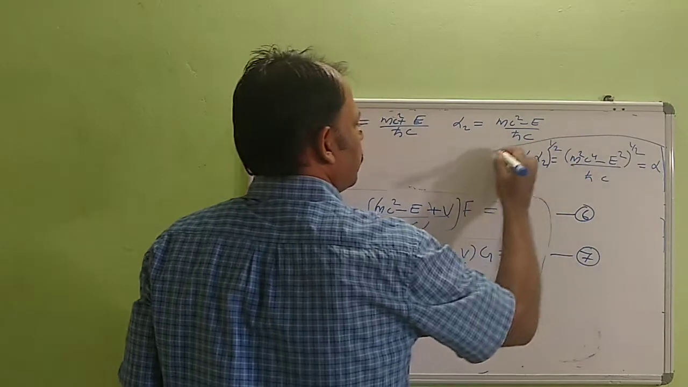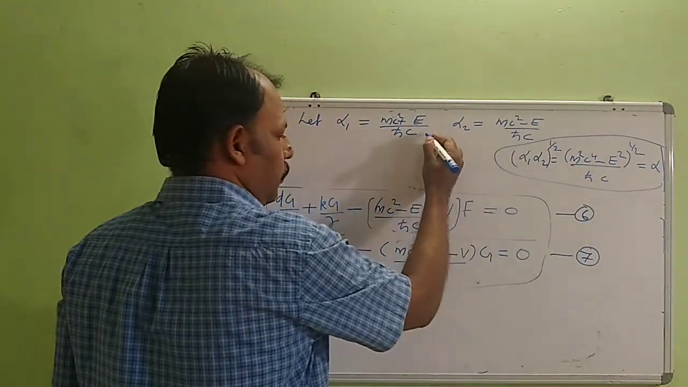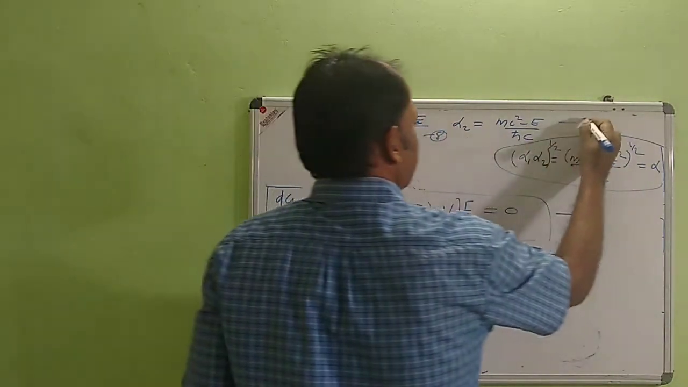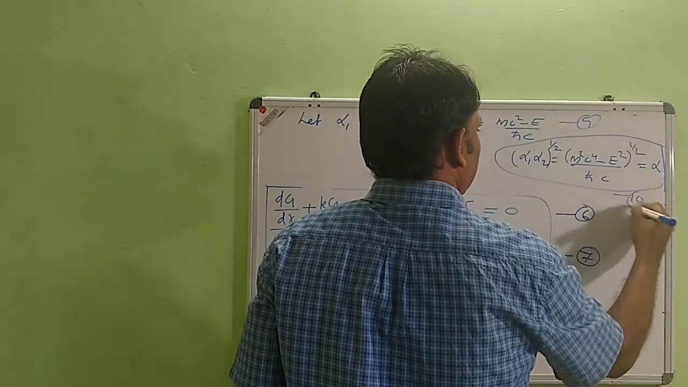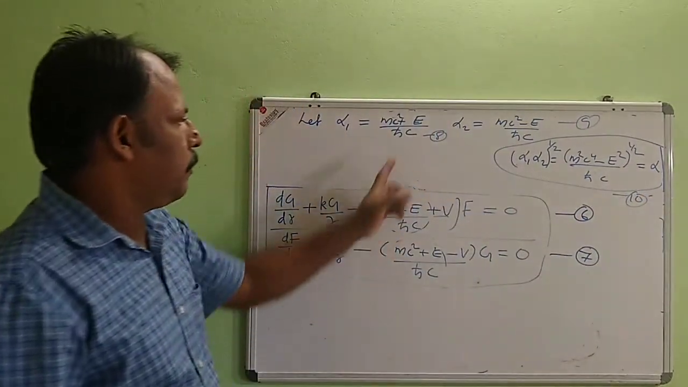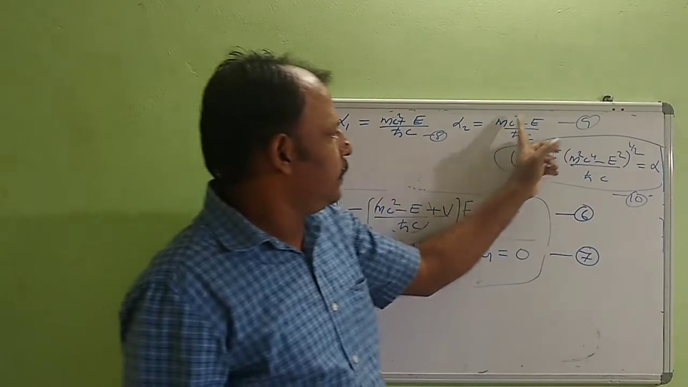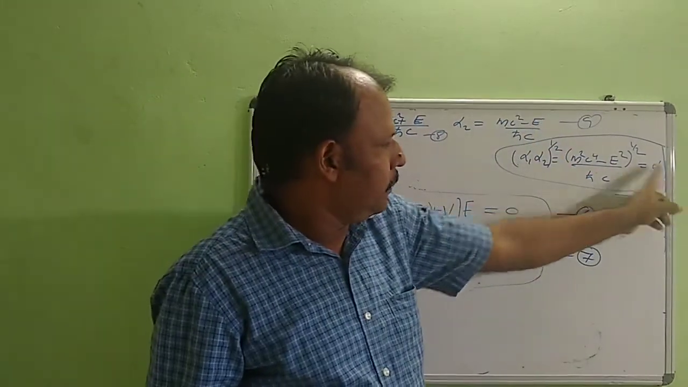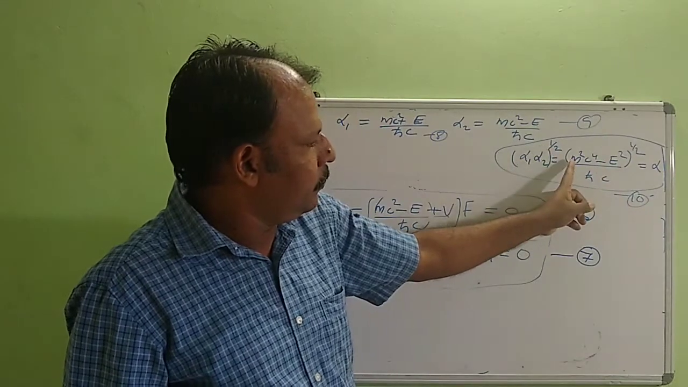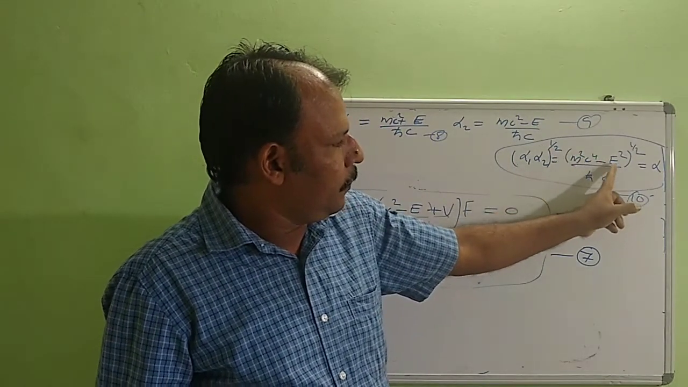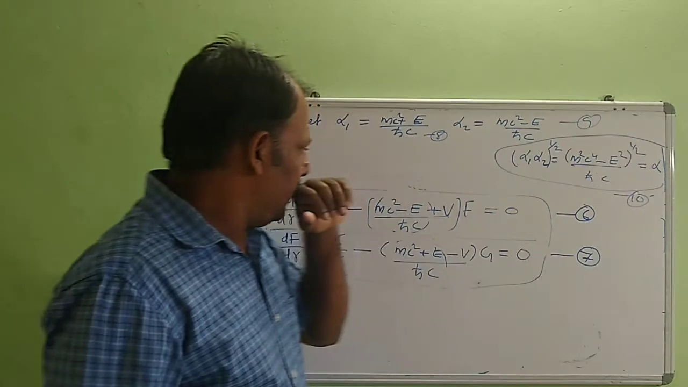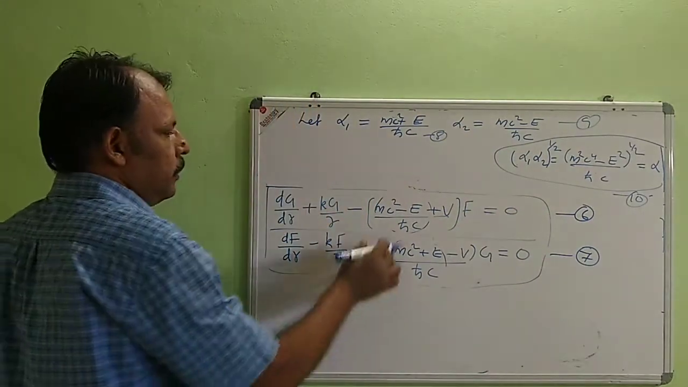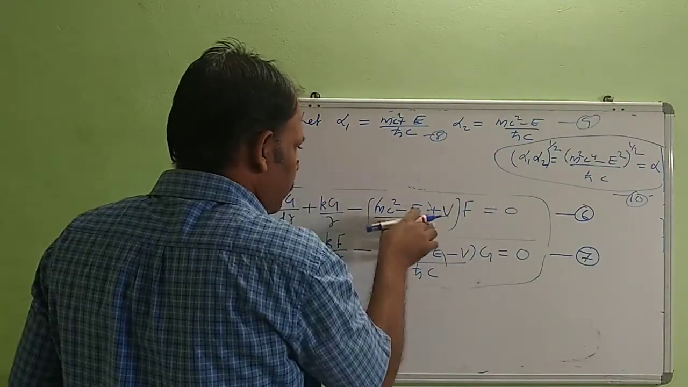So I am giving a substitution in equations 8, 9 and 10. Alpha 1 as mc square plus e by h bar c, alpha 2 as mc square minus e by h bar c, and alpha as alpha 1, alpha 2 raised to 1 by 2, which is m square c raised to 4 minus e square, the whole raised to 1 by 2, by h bar c. So in this equation I am giving this substitution.